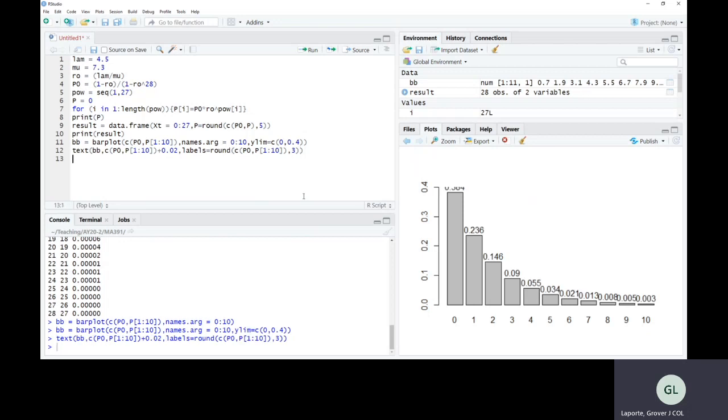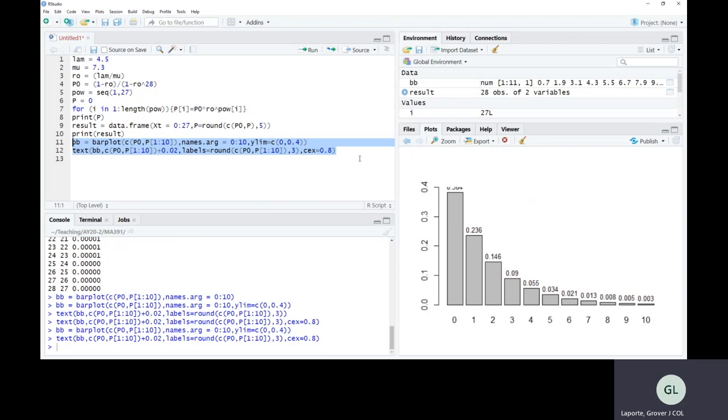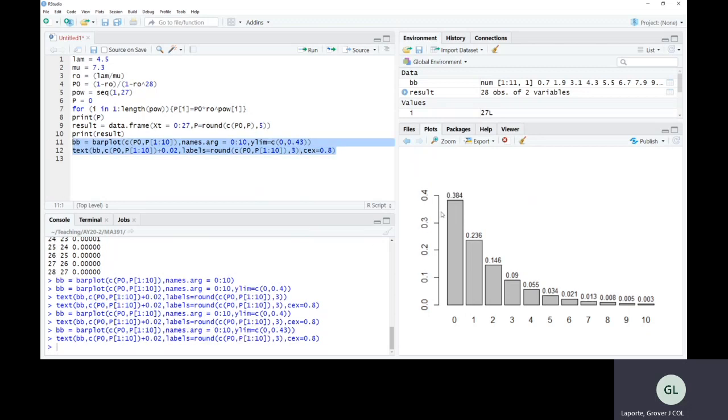Control Enter. It's kind of big, so maybe we make the text smaller. Maybe CX is equal to 0.8. We have to run both of them again. Control Enter. Maybe we go up a little bit further than 0.4, maybe 0.43. Let's see what that does. Good. So that does about what we want it to do.